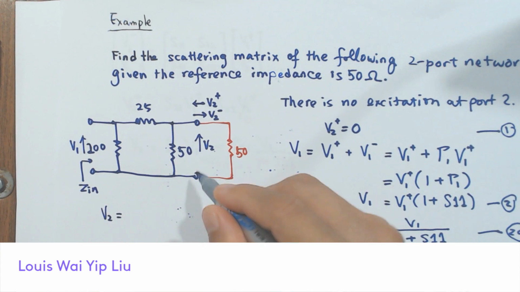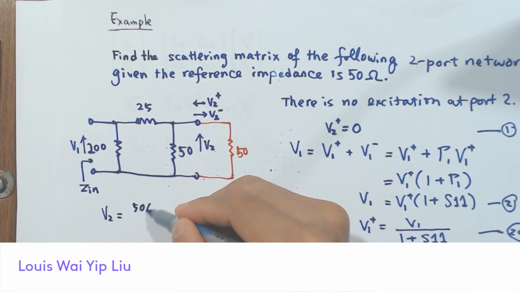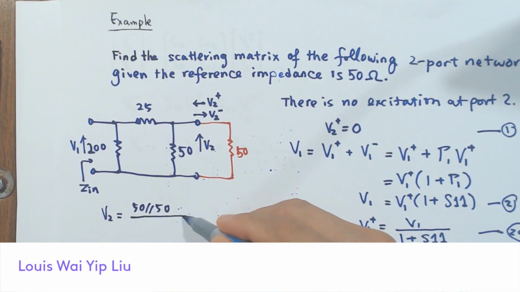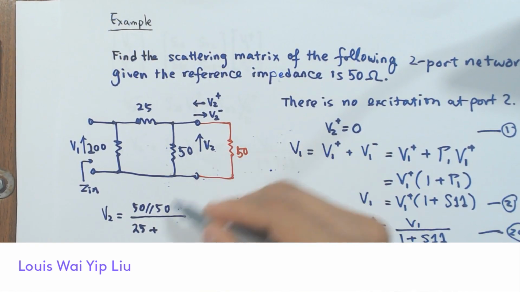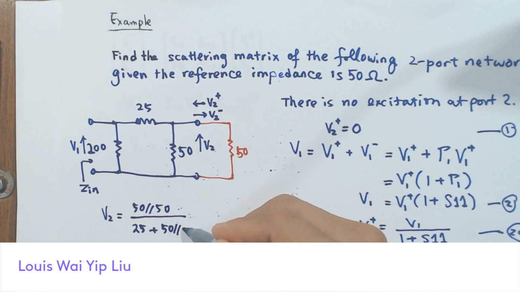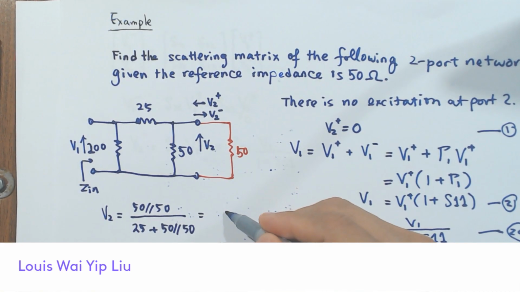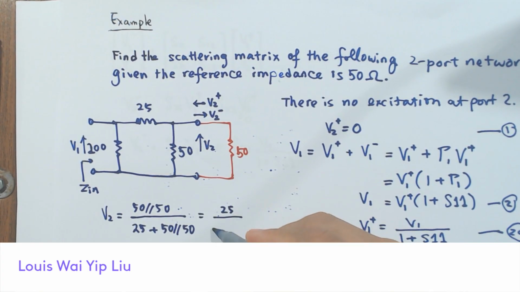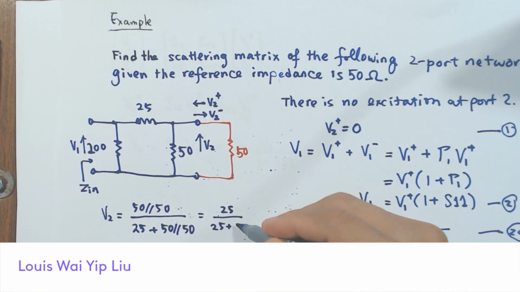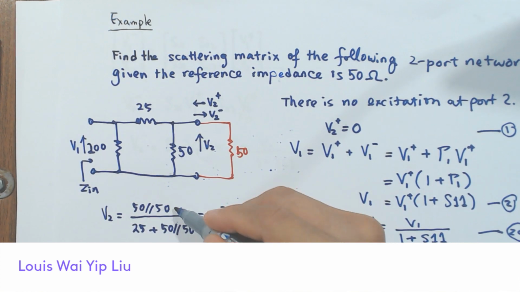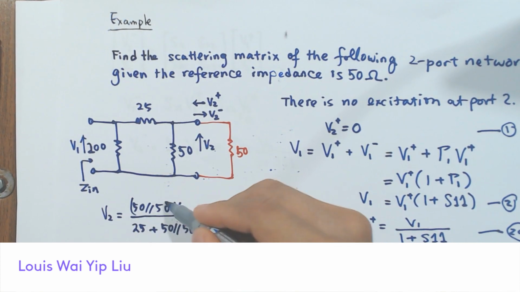V2 is obviously 50 in parallel with 50, and then divided by 25 plus 50 in parallel with 50. 50 in parallel with 50 is 25. And 25 and 50 in parallel, 50 in parallel with 50 is 25. So altogether, we need to multiply this with V1.